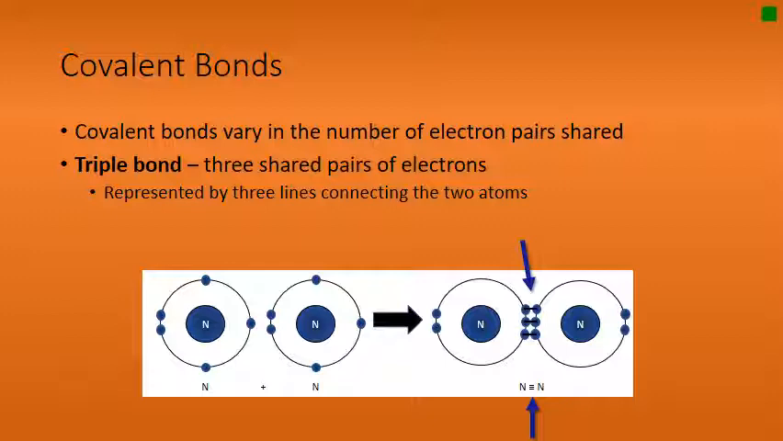Continuing with this theme, sometimes covalent bonds are composed of 3 shared pairs of electrons. In nitrogen gas, the two nitrogen atoms, each with 5 valence electrons, need to share 3 pairs of electrons in order to complete their valence shell. This is called a triple bond, and it is represented by 3 parallel lines connecting the two atoms.